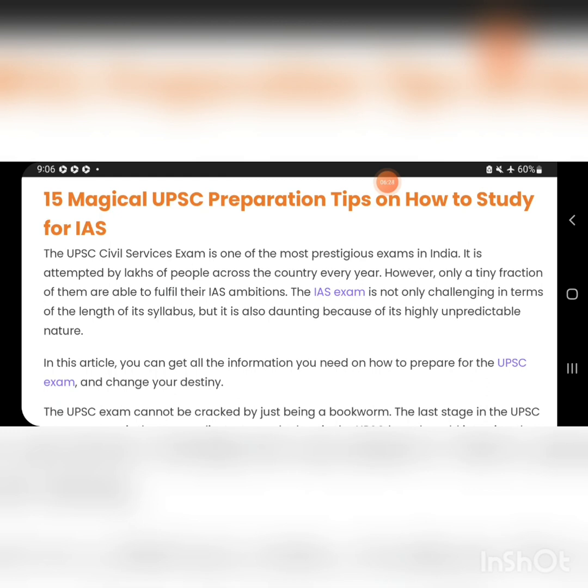So dear friends, making it brief, let us move on to our topic, which is the 15 magical UPSC preparation tips on how to study for IAS. This is one of the most prestigious exams in India, attempted by lakhs of people across the country every year. However, only a teeny fraction of them are able to fulfill their IAS ambitions. The IAS exam is not only challenging in terms of the length of its syllabus, but it is also daunting because of its highly unpredictable nature.